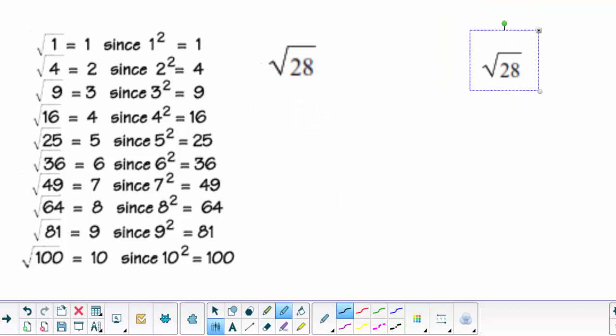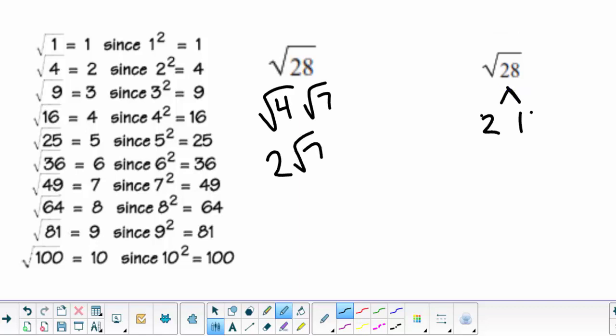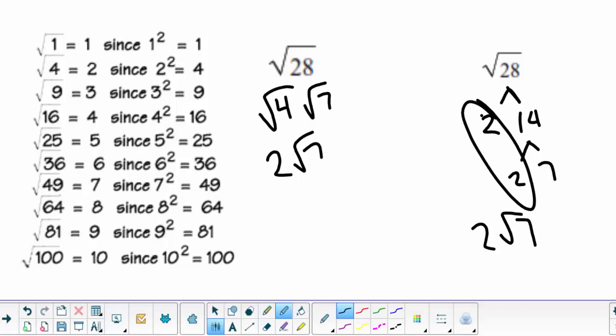So here's another one. This one I think is pretty easy to do with the perfect square method, because hopefully you look at 28 and you're thinking, 28 is 4 times 7. And the square root of 4 is 2, so we get 2 radical 7. We get the same thing if we did a factor tree. We say 2 times 14, and then 14 is 2 times 7. We can pull out a 2, and we still have that 7 left over.